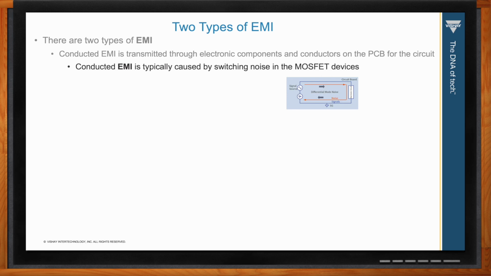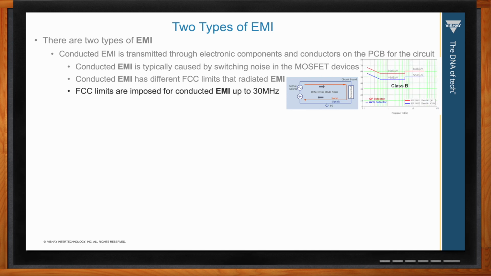So conducted EMI has different FCC limits than the radiated EMI that we'll talk about in a minute. So FCC limits are imposed on conducted EMI for up to 30 megahertz, and you actually have to test the circuit and stay within the EMI limits in order for it to get FCC certified.